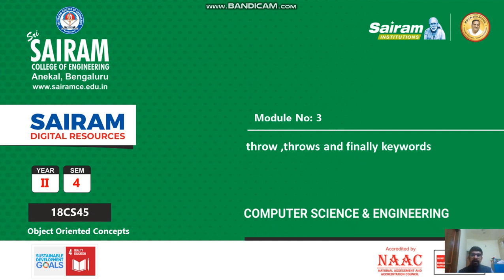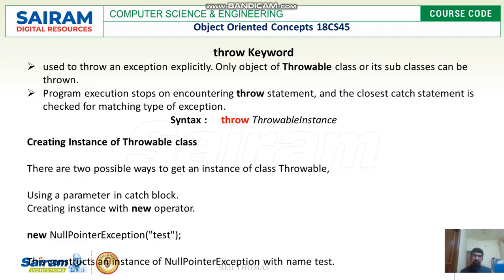Welcome back. In this video, we are going to see three important keywords in Java. They are throw, throws, and finally. We have already seen how we can manage exceptions in Java by using five keywords. One is try, second one is catch, third is throw, then throws, and finally, we have finally. So let us see how it works.